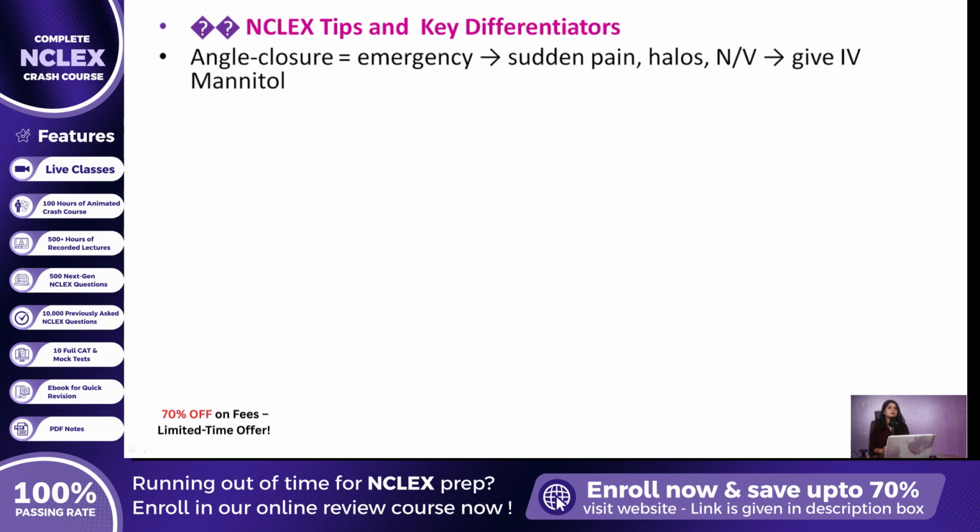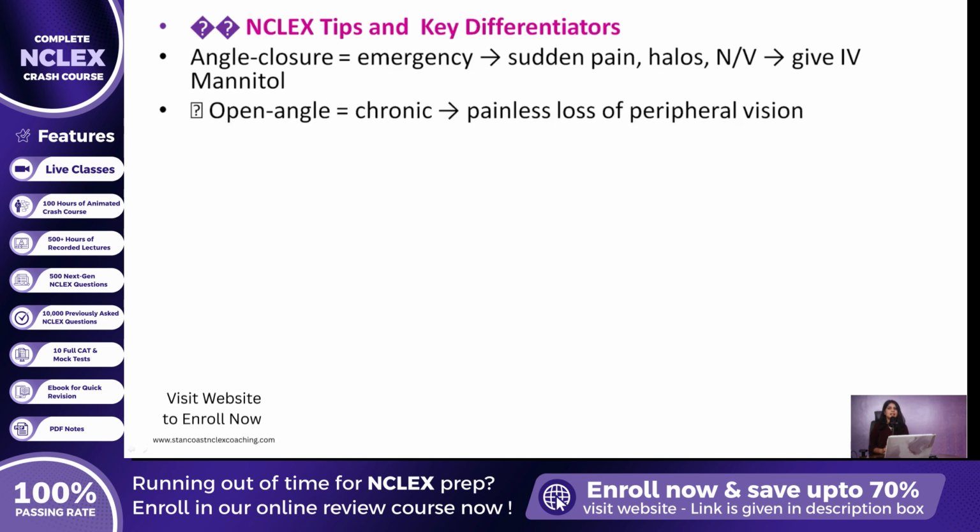Now, let's compare that to open-angle glaucoma. Unlike angle closure, this one is much more chronic and it develops slowly over time. What's tricky is that it's often painless. So many patients don't even realize they're losing vision, especially peripheral vision. That's why we call it the silent thief of sight.